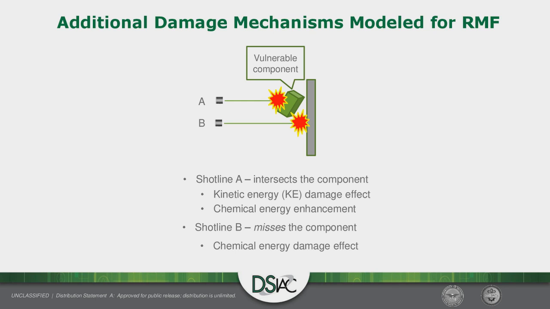So this little cartoon shows that. There are additional damage mechanisms to be modeled for reactive metal fragments in the endgame code. The first is a reactive metal fragment, because of the chemical release, probably is more lethal against vulnerable components. That has to be accounted for somehow. And then there are also shot lines that miss a vulnerable component and yet damage it because of the energy release in the neighborhood. So the question is how to model these things in the endgame simulation.